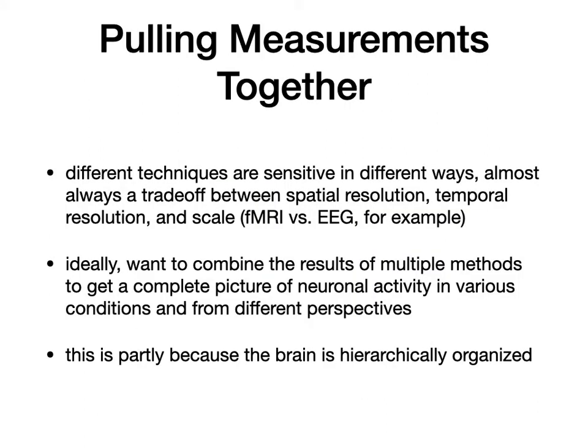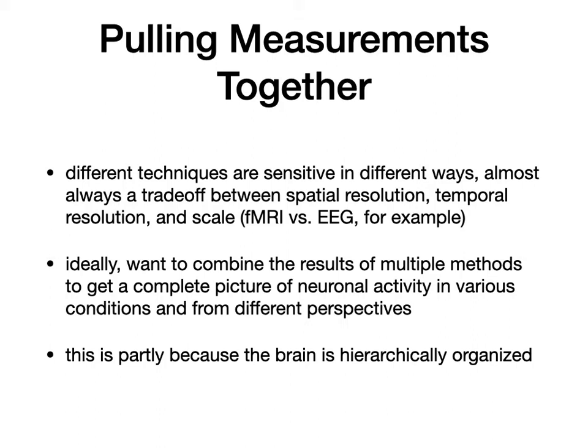Continua? Okay, so now we want to pull all this together. We've established that different techniques are going to be sensitive in different ways, and there's always this trade-off between spatial resolution and temporal resolution and the scale of all this, right? So fMRI versus EEG, key. What we really want to do is combine the results of all these methods to get a complete picture of neural activity in various conditions and different perspectives, right?